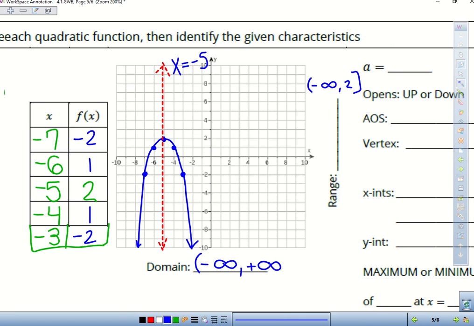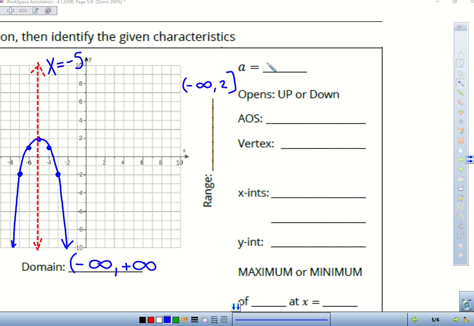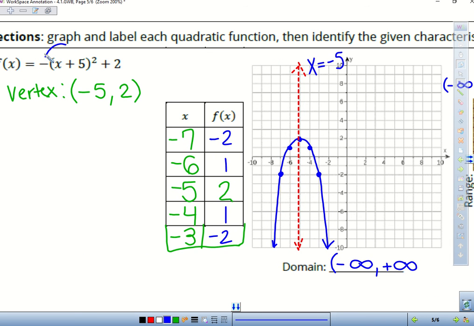Okay? So now from here, what is the a value of this one? -1. -1. And I got that right from here. Okay?